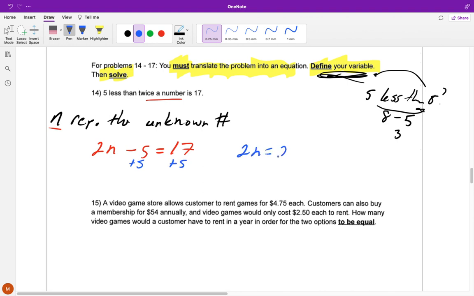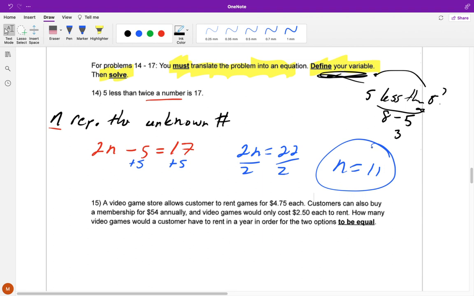So 2n is then equal to 22. Divide by 2. So n is equal to 11. So the unknown number is 11. And we can check our work. 2 times 11 is 22. 5 less than that is 17.